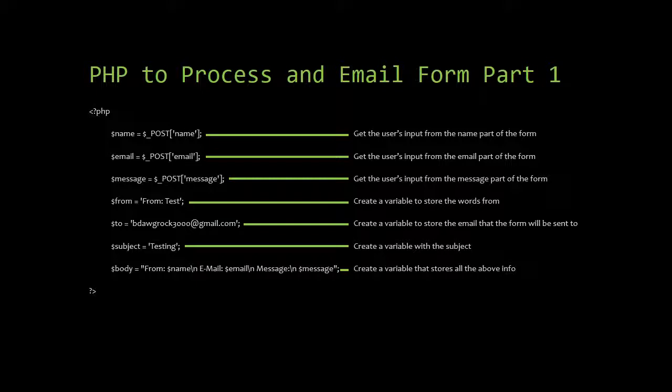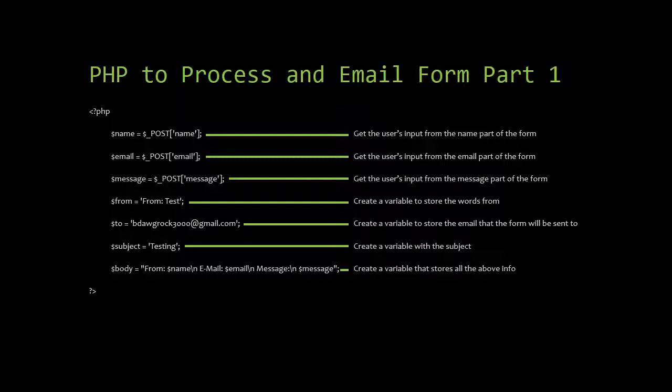Basically, what we're doing with this entire line is creating a variable that's going to store whatever the user types in for their name. And then the next line with email is doing the same thing, but for the email that the customer is going to type in. And then the next line does the exact same thing with what they're going to type in for their message. And those three lines are basically going to handle all the things the user types in.